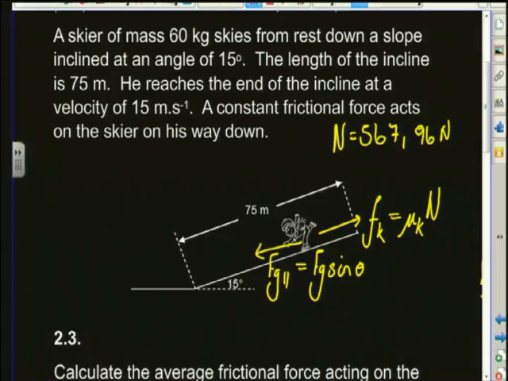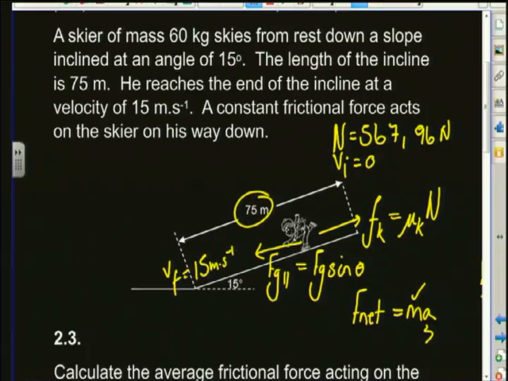If I knew that, maybe I could use F net equals MA, because I know that FG minus FK would give me MA. I know M, brilliant. Ooh, A. Okay, so now we look at this and we go, okay, I need to work out A, but what I do know is that VI is 0. I do know that VF is 15.